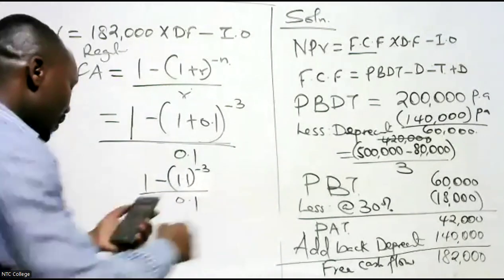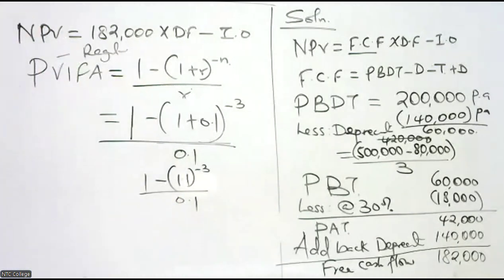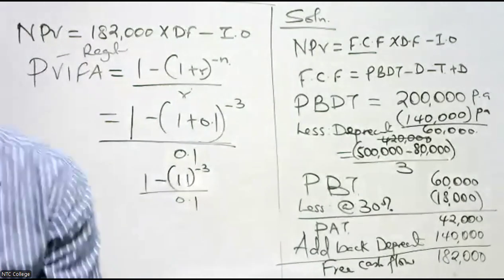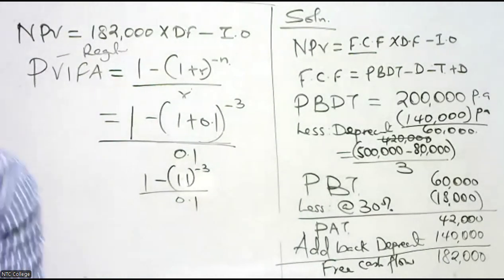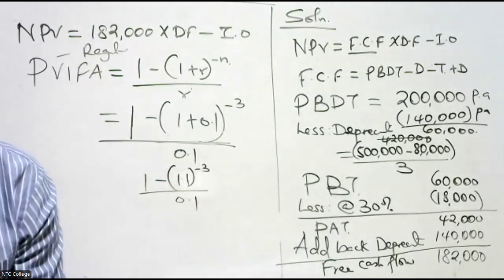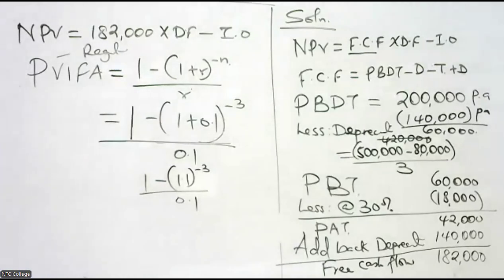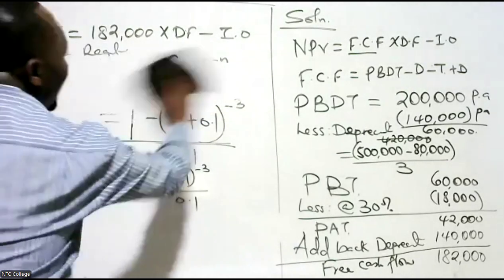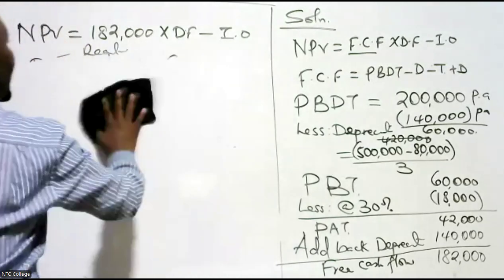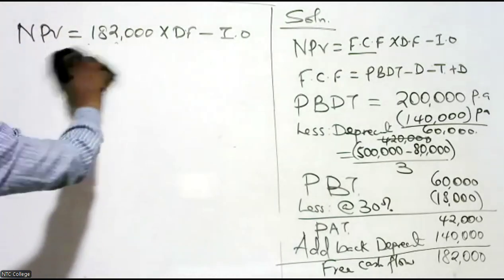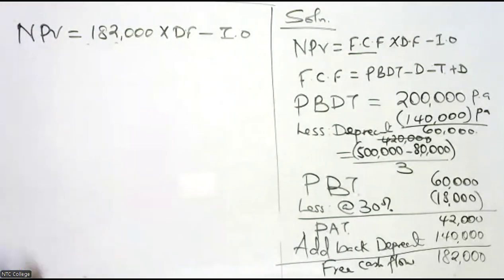I divide the whole thing by 0.1. So this means that my discounting factor is 2.4868, which I can round off to 69. I hope that you're having the same so that we can match together. So if that is the case, then you can confidently write it here.